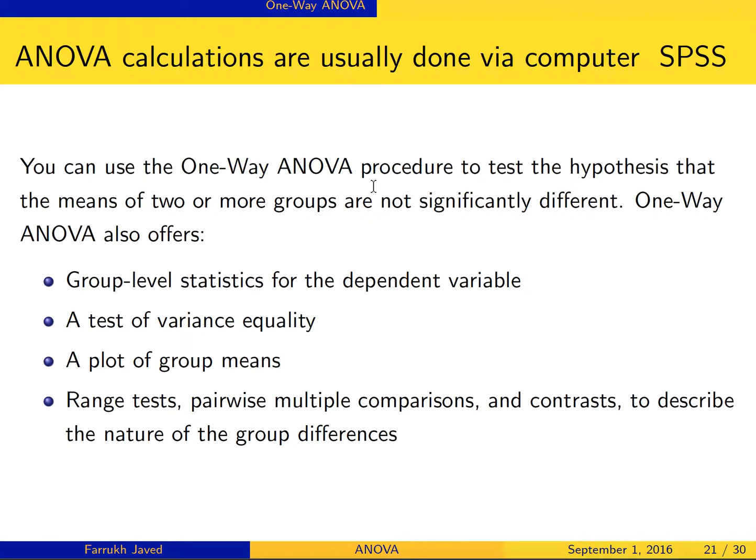We can use the one-way ANOVA procedure to test the hypothesis that the means of 2 or more groups are not significantly different, right? One-way ANOVA offers group-level statistics for the dependent variable, like testing for variance inequality and testing for grouping of means. We can even plot means, and we can even draw some kind of multiple comparisons.